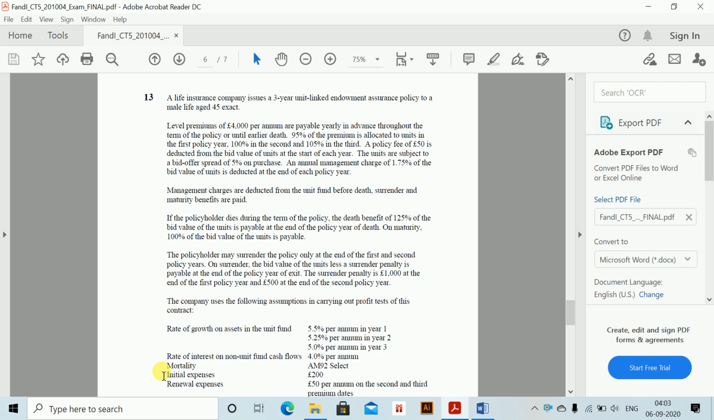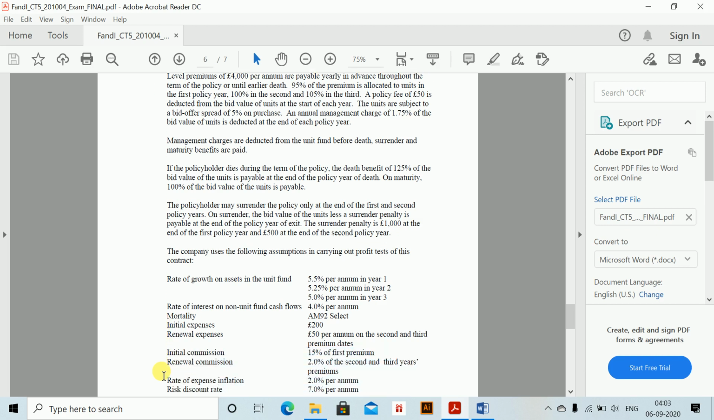The units are subject to a bid offer spread of 5% on purchase. An annual management charge of 1.75% of the bid value of units is deducted at the end of each policy year. Management charges are deducted from the unit fund before death, surrender and maturity benefits are paid. If the policyholder dies during the term of the policy, a death benefit of 125% of the bid value of units is payable at the end of the policy year of death. On maturity, 100% of the bid value.